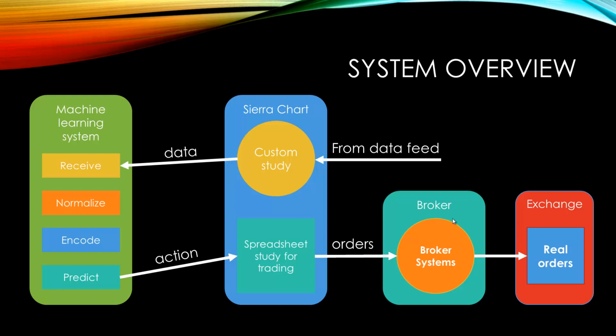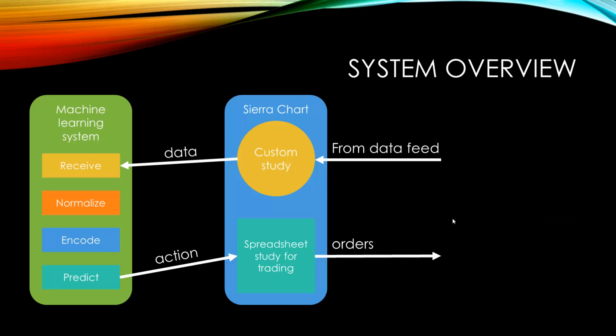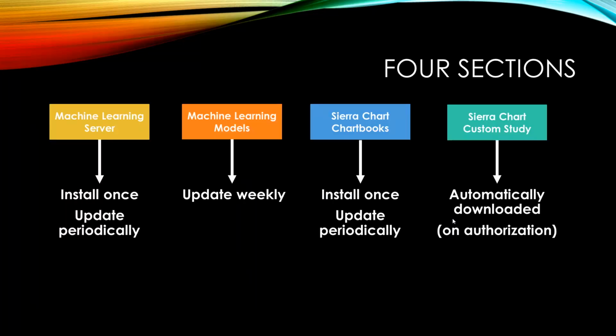What we're going to do here is focus on just the left-hand side of this diagram, because this is what we have to do for installation. All right. So there's 4 pieces. And we can look at it like this, starting from left to right. There's the machine learning server. You're going to install that once, and then periodically it'll need to be updated. And you'll be notified when that needs to be done.